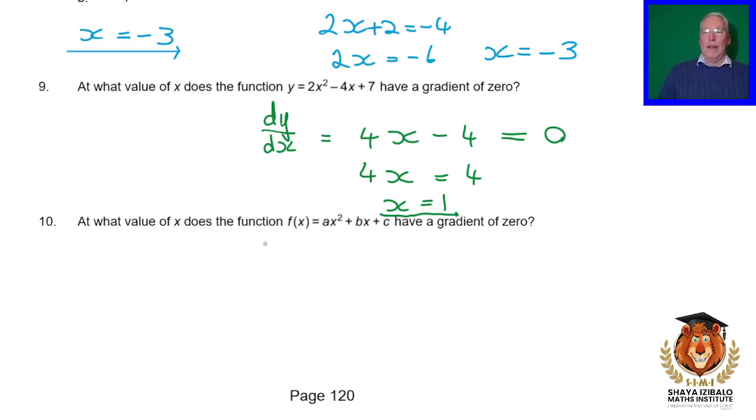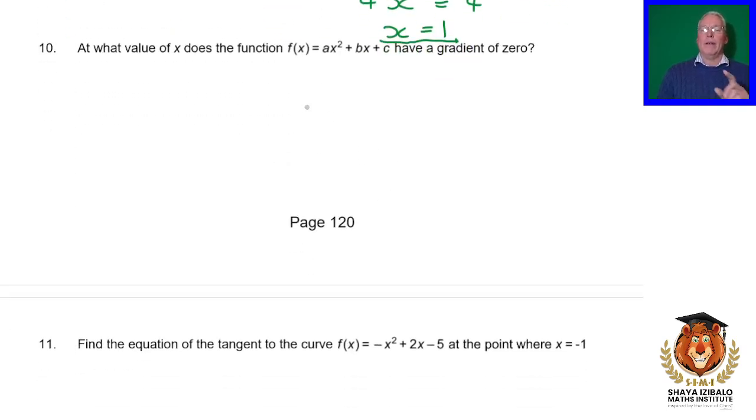Okay, now what about this one? At what value of x does this function have a gradient of 0? So now we're going to differentiate ax squared plus bx plus c. Remember that a, b, and c are just constants. So f dashed of x is going to be 2 times a times x to the 1 plus b x to the 0, so just b. We want the gradient to be 0.